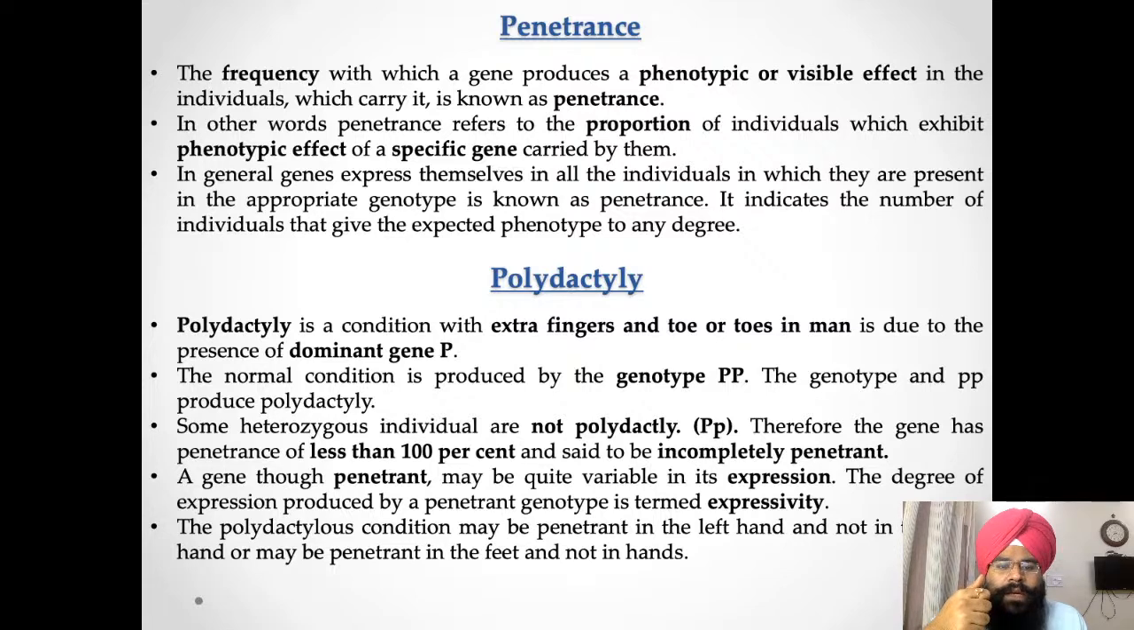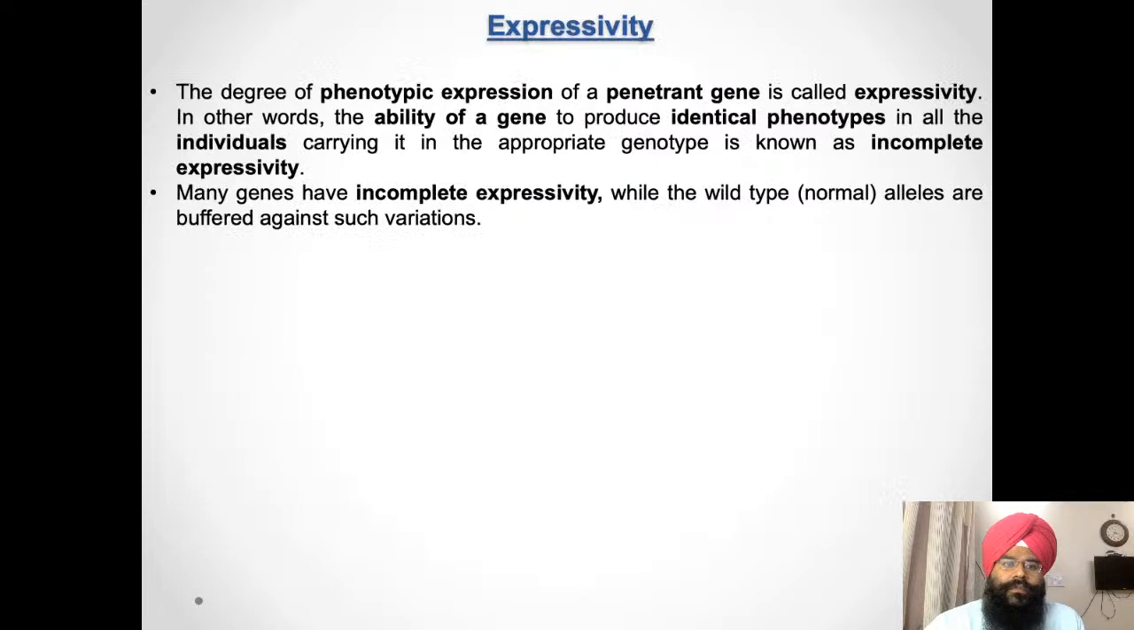A gene, though penetrant, may be quite variable in its expression, and the degree of expression produced by a penetrant genotype is termed expressivity. So the degree of phenotype expression, how much of the phenotype a penetrant gene shows, is called expressivity. The inability of a gene to produce identical phenotypes in all the individuals carrying it is known as incomplete expressivity.